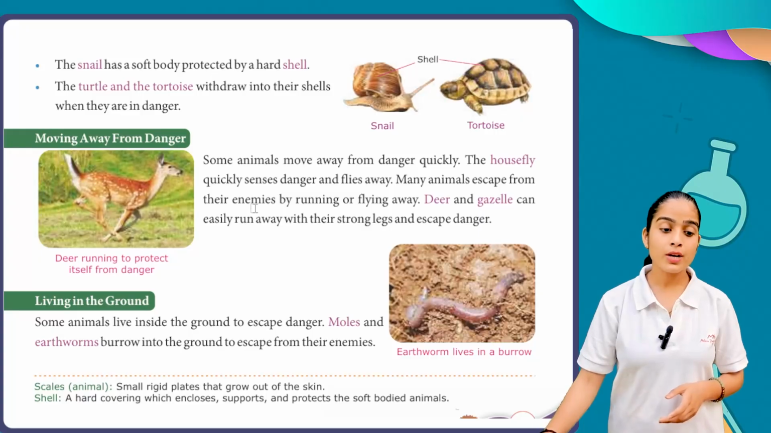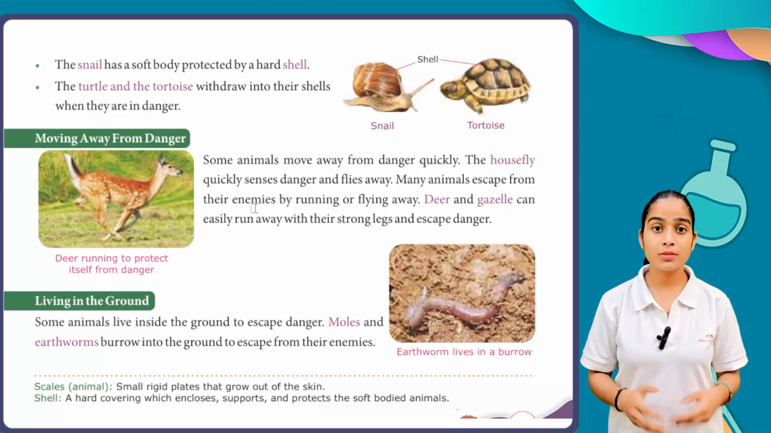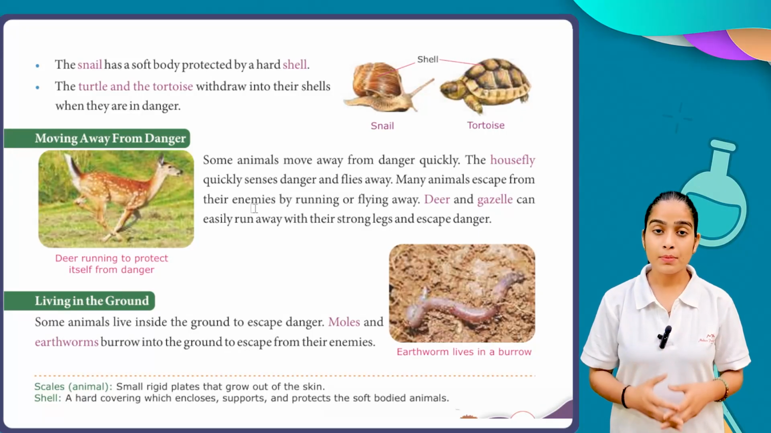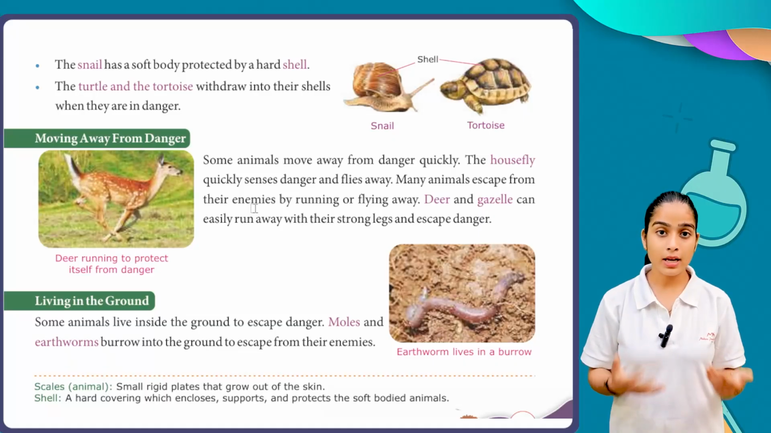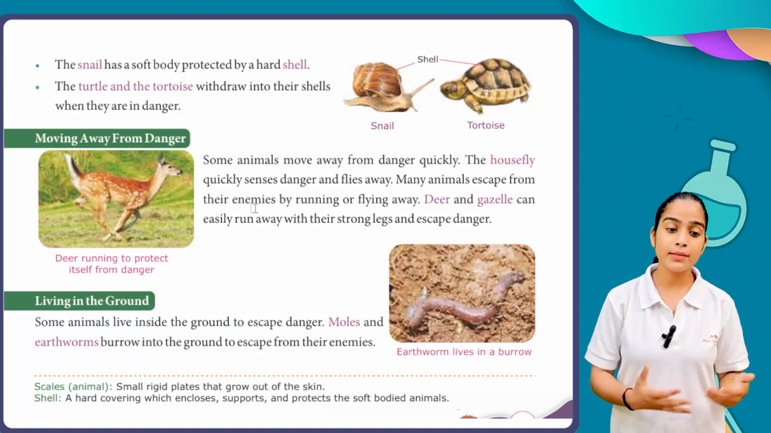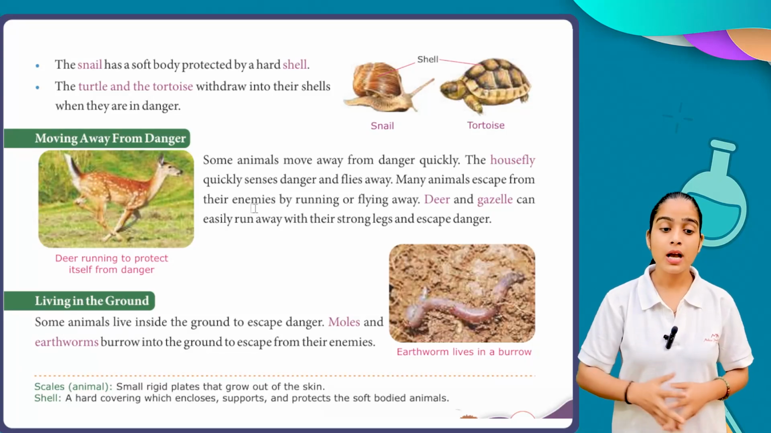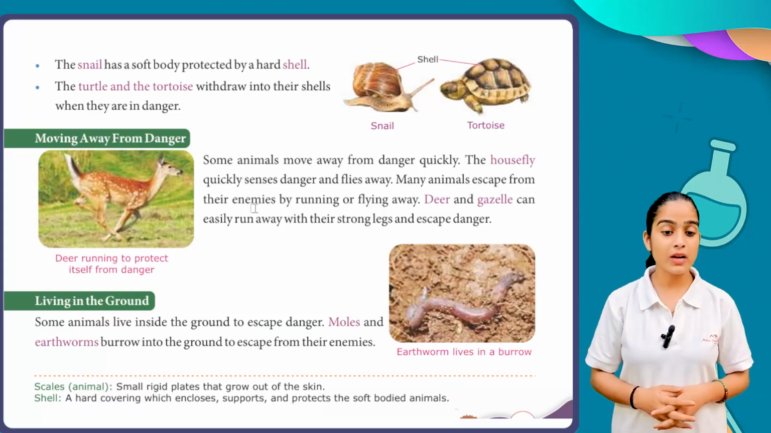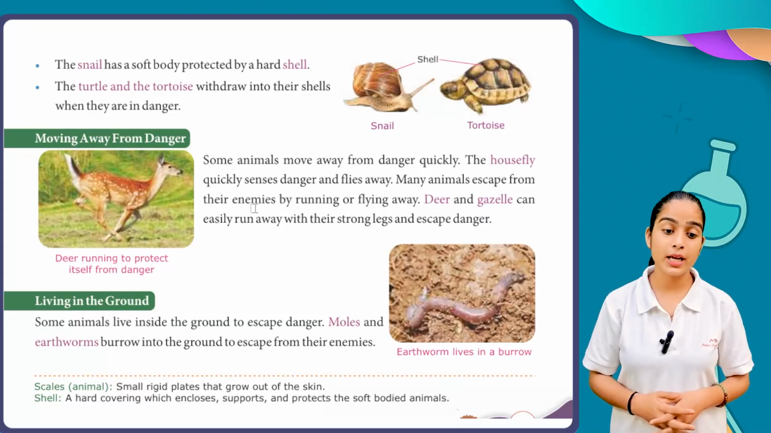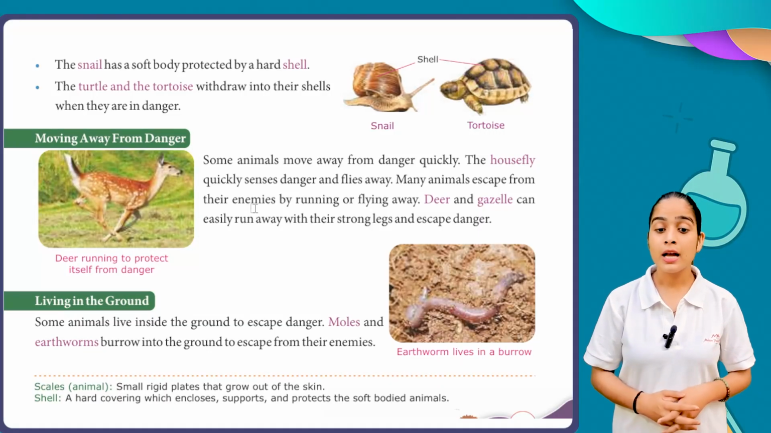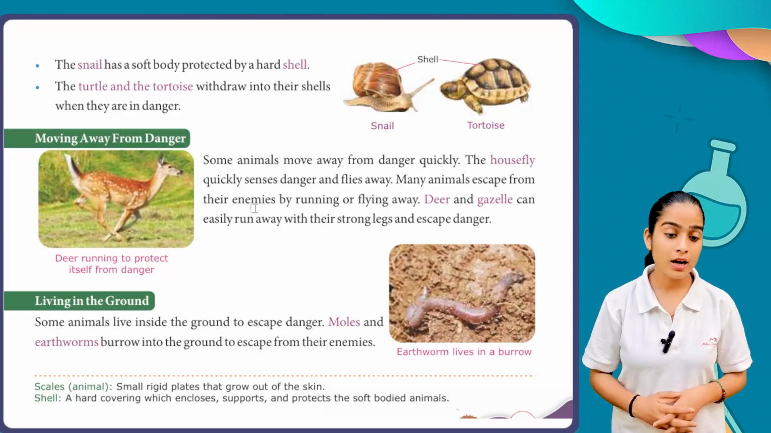Okay, now moving away from danger. Some animals have a very good capability to move faster, so they can get away from danger. For example, some animals move away from danger quickly. The housefly quickly senses danger and flies away. Many animals escape from their enemies by running or flying away. Deer and gazelle can easily run away with their strong legs and escape danger.